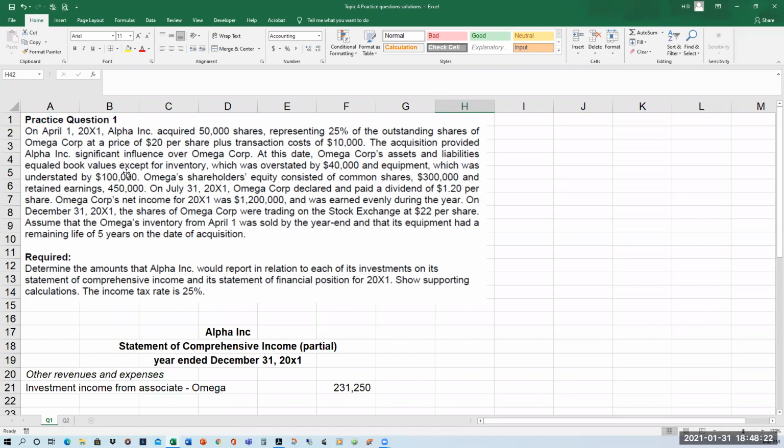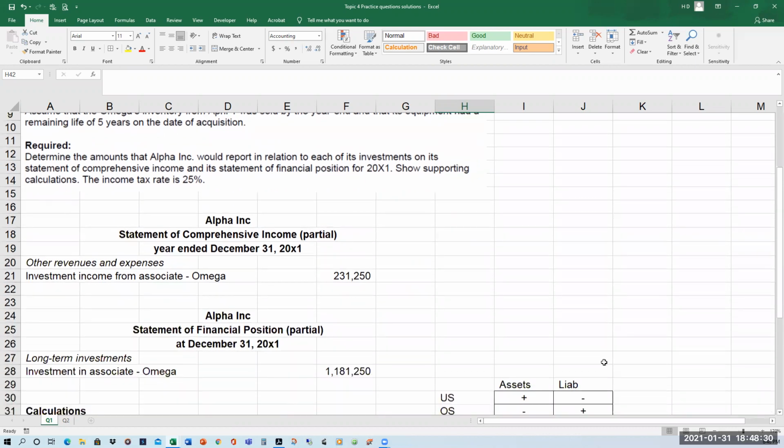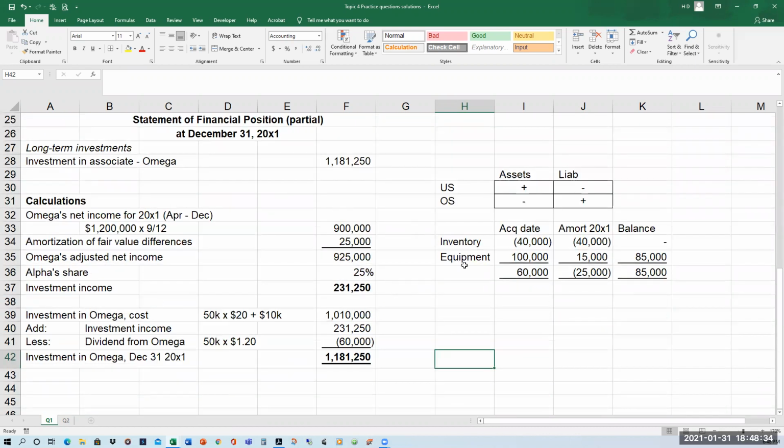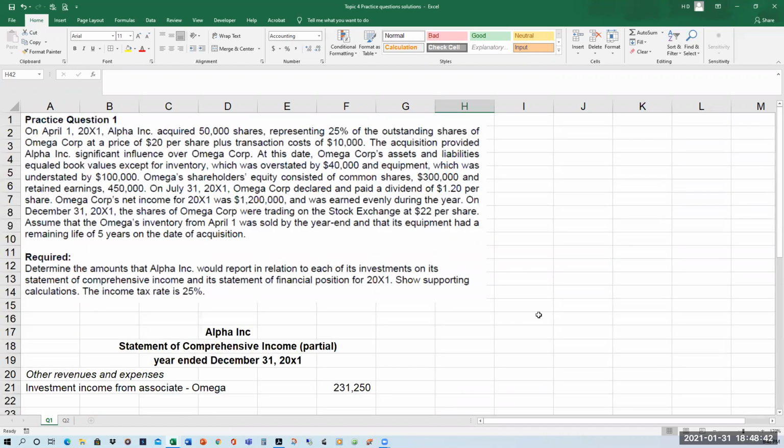The other thing is that there were no intercompany transactions resulting in intercompany profit. This was a fairly simplistic situation where it was just pick your share of the investee's income and then just take care of the amortization. So that, my friends, was practice question number 1.